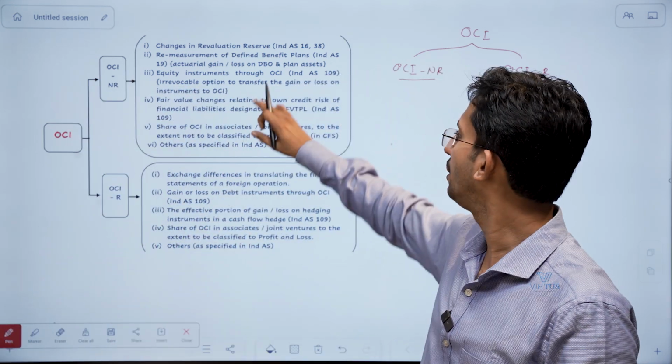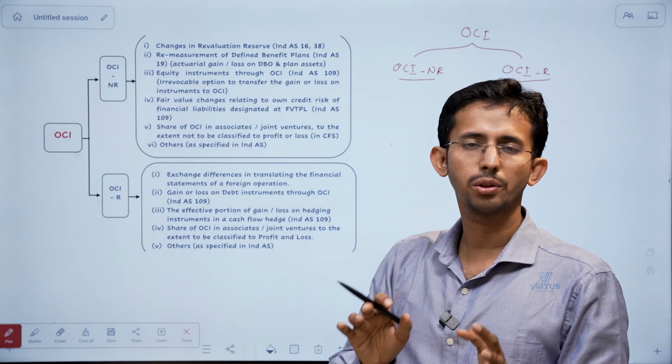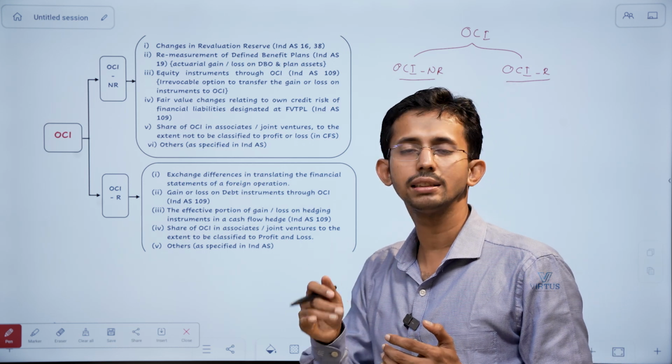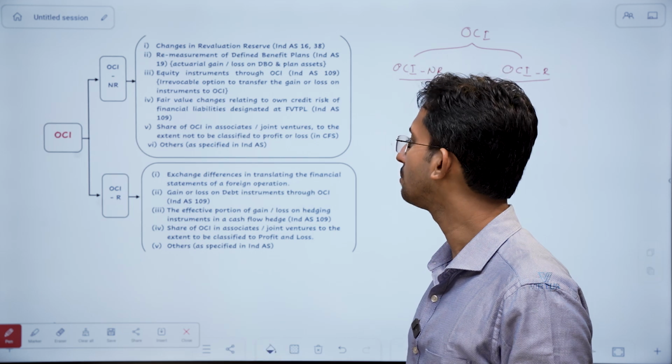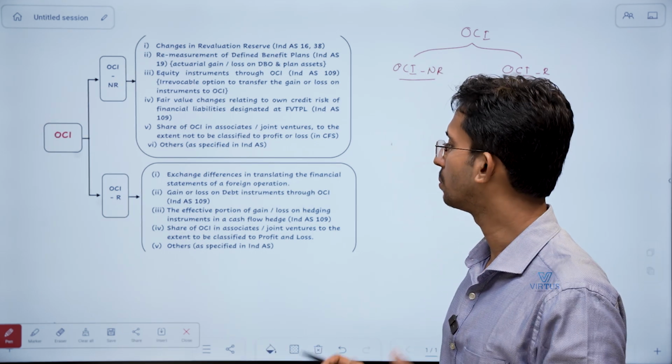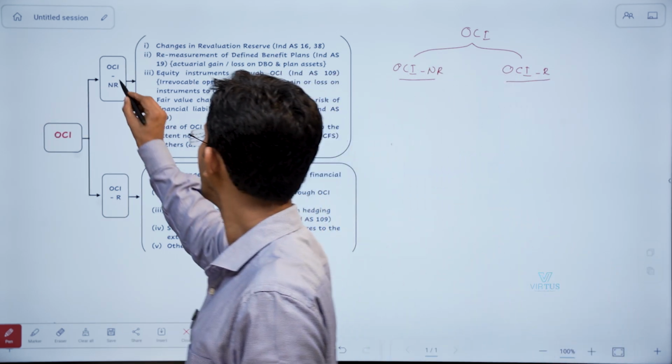Now the meaning of each and every item you will appreciate or understand only when you learn that particular standard in detail. But let us see what all are the items that are included in OCI-NR and OCI-R. So we will start with OCI-NR.